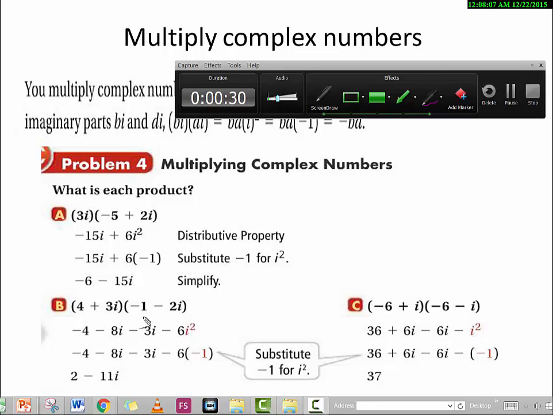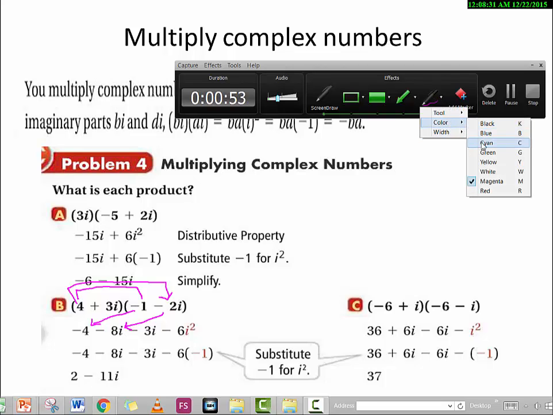The next example is going to be B. So we do the FOIL thing by doing this. 4 times -1, we got -4 right here. And then we have 4 times -2i, we got -8i. Let me change the color so you can see it easier. So we change to blue.